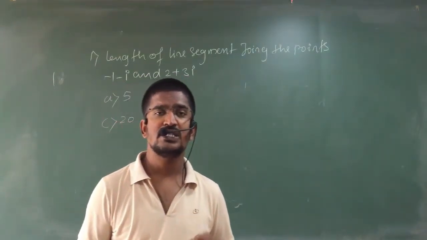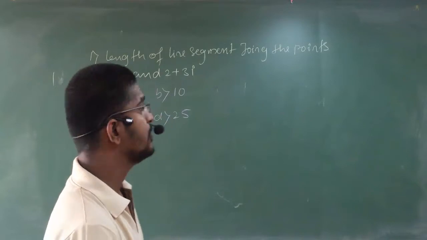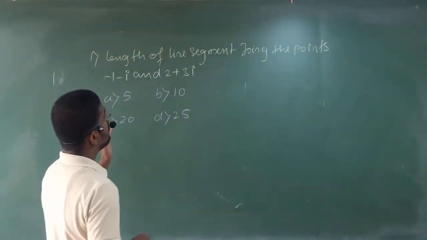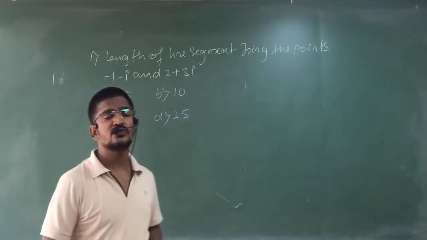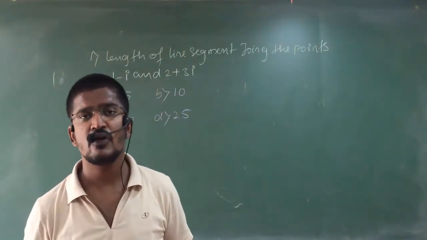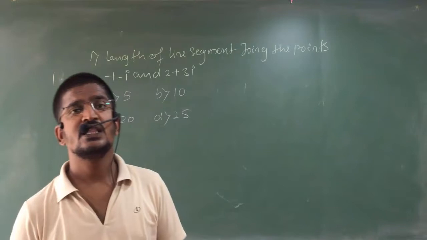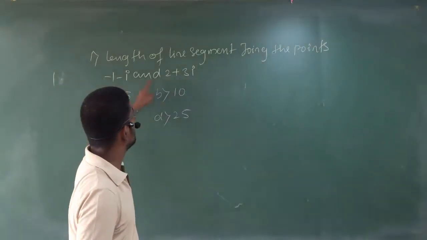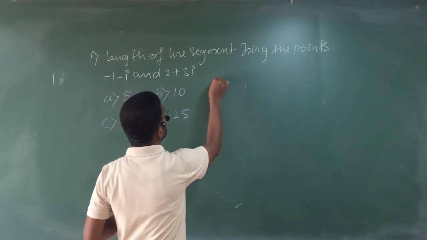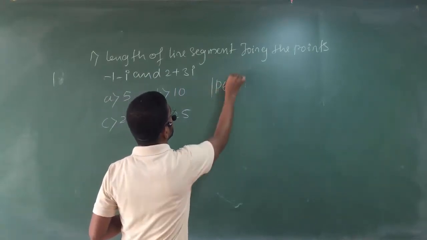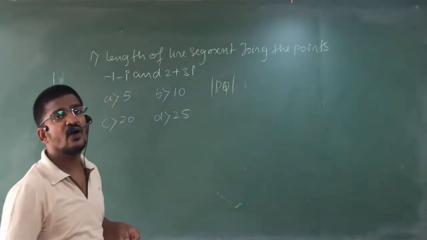That type of questions let us discuss here. Clear? So see, the length of line segment joining these two points. That means what are they asking? They are asking straightforwardly, what is the length of the line segment joining these two points. That means you have to calculate the distance of PQ, that means the magnitude of PQ.